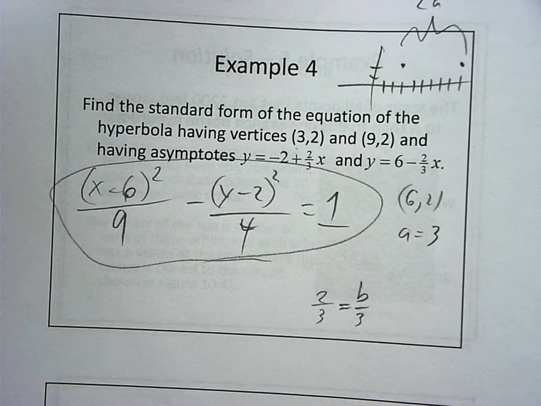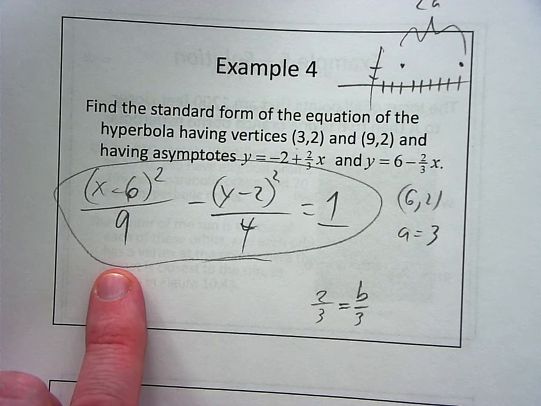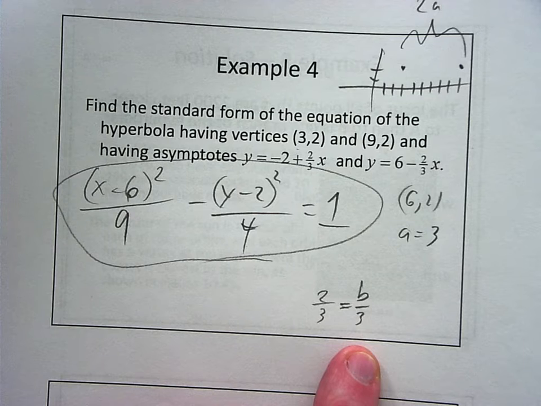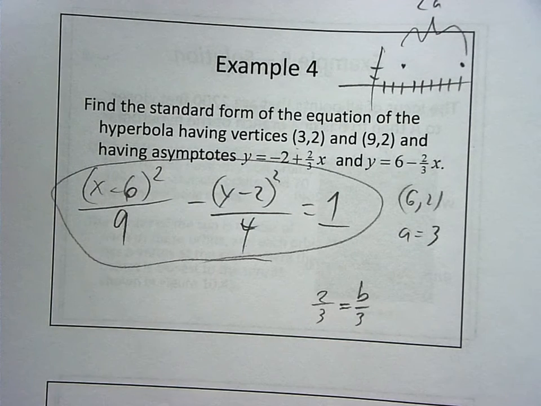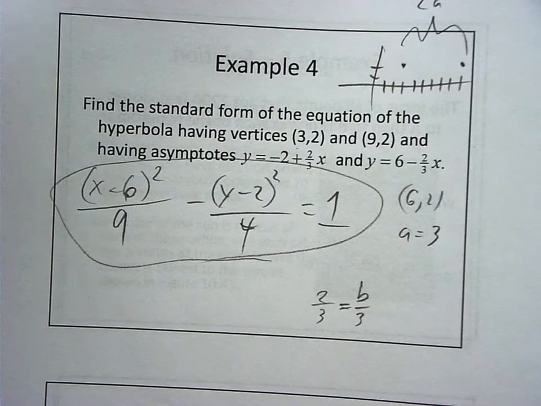Now if this would have been, instead of 9, if this was 81, then what number would be down here? 9, which what would b be in that case? 6. So you got to make sure you simplify the fractions, or unsimplified if you want to think about it that way. Okay.